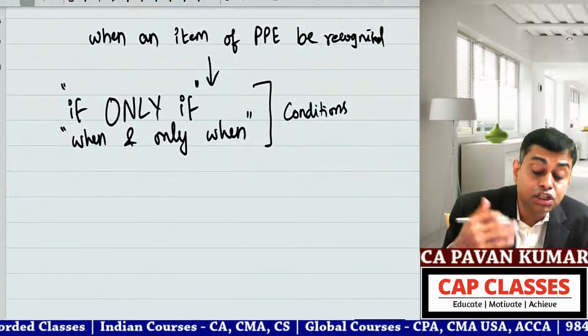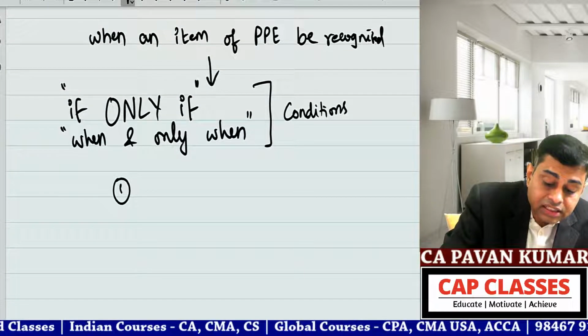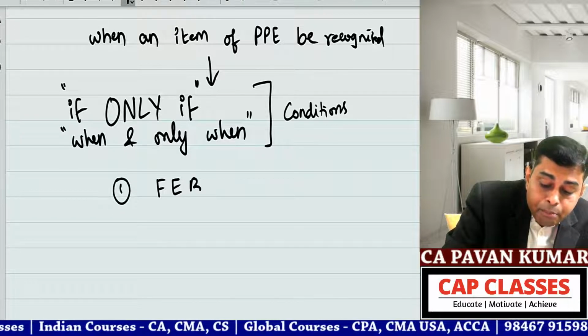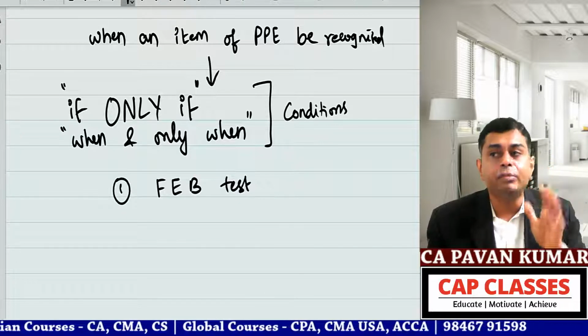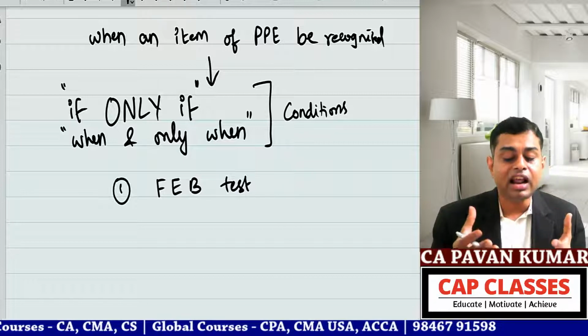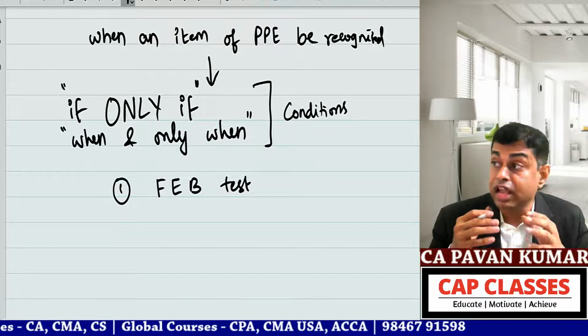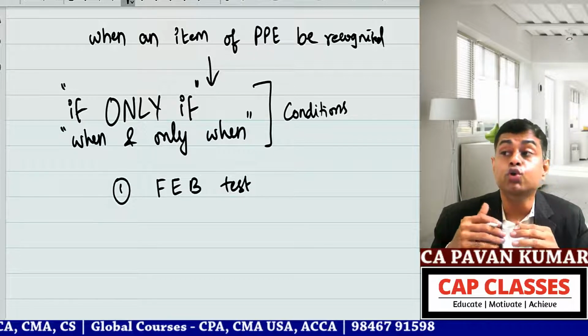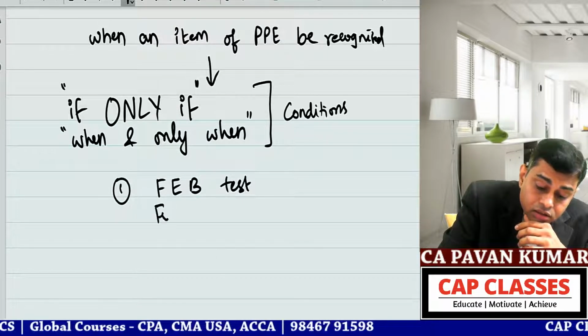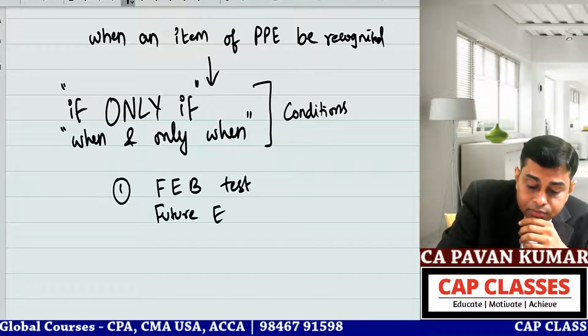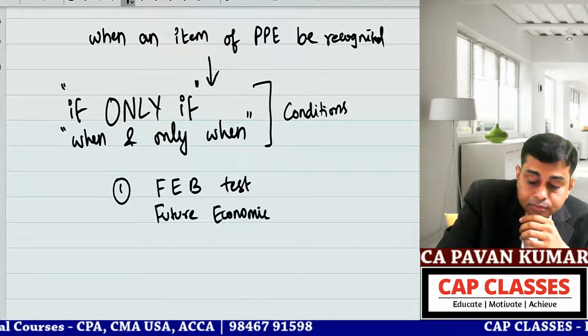What are the conditions to recognize an asset? One is the FEB test. It has to pass the FEB test. What is FEB? February? No, FEB stands for future economic benefits.